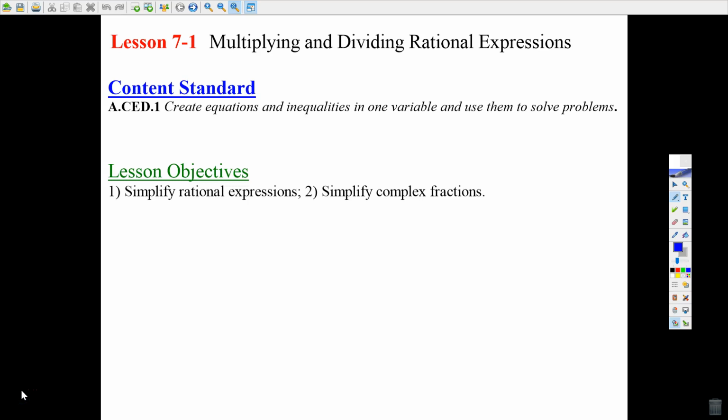We're starting a new chapter today on rational expressions, the graphs of rational functions. Today it's a pretty foundational lesson, pretty much an Algebra 1 review. As you can see, we're going to be multiplying and dividing, and I would say we will include simplifying rational expressions. So when you see the word rational in a math context, you should be thinking fraction. And so that's going to be the focus of today's lesson.